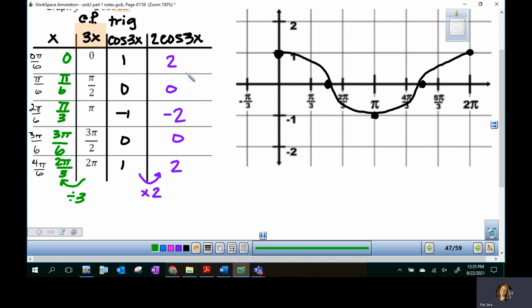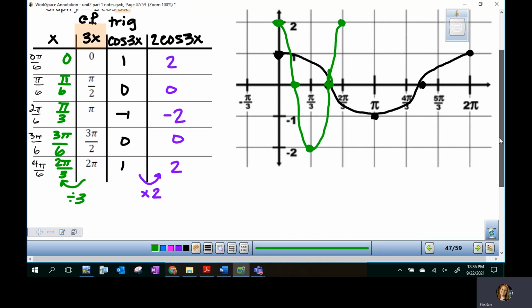Green is the x value, purple is the y value. So there's a point at 0, 2. At pi 6, 0. So here's pi thirds, so pi 6 is halfway there. Pi thirds, -2. 3 pi 6, 0. And 2 pi thirds, 2. So there's that curve.